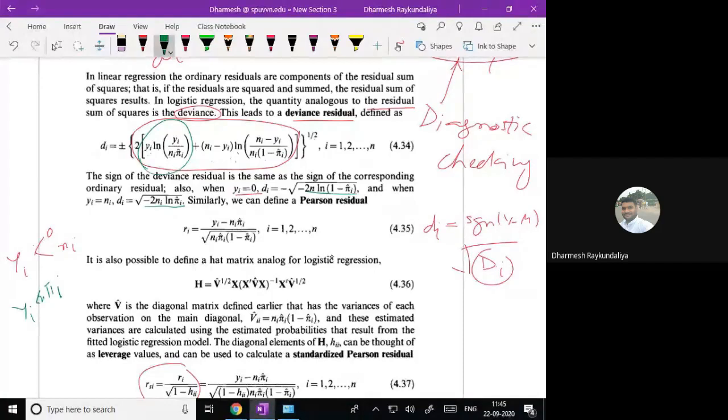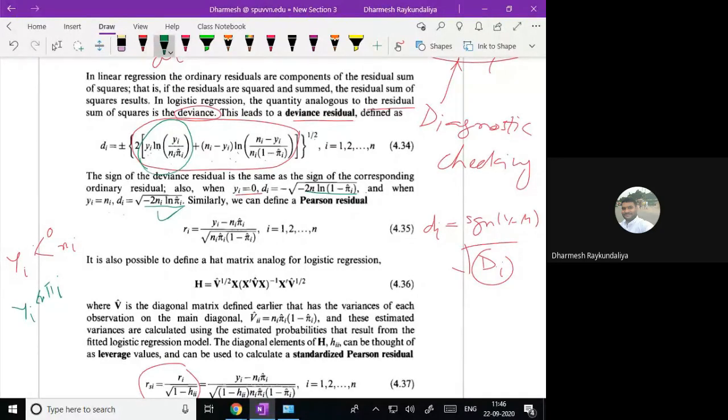Okay. So you have to calculate the deviance residuals in this way: when y takes value 0, what is the deviance residual? When y takes value ni, what is the form of the deviance residual? And suppose you are talking about y taking values 0 and 1, then you just substitute ni equal to 1. For y equal to 0, your di is minus the square root of twice ln 1 minus pi i cap. And for y equal to 1, your di is the square root of minus 2 ln pi i cap. So in that way you can calculate.